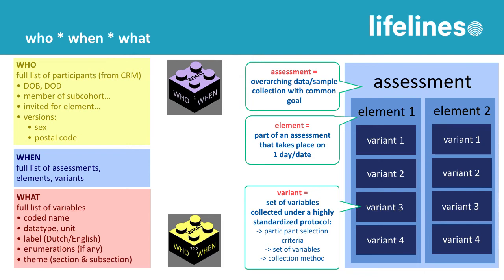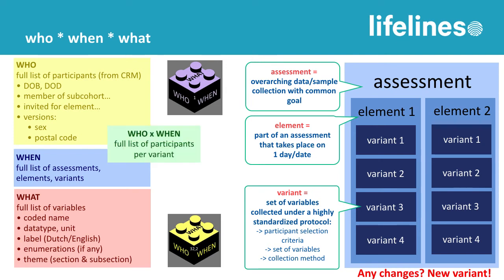And of course, a variant is measured or collected under a very strict collection method. So if anything changes there, you will get a new variant. An example is that if you go from a paper questionnaire to a digital questionnaire, even though the set of variables is 100% the same and the participant selection is 100% the same, because you go from paper to digital, it's a new collection method, and that's a new variant. So any changes, you will get a new variant.